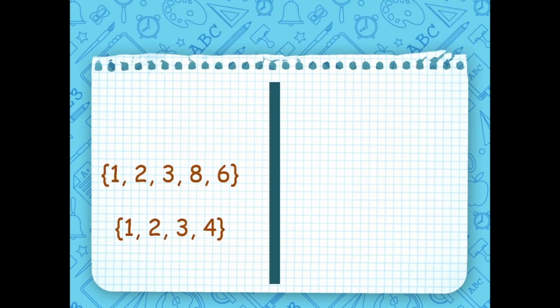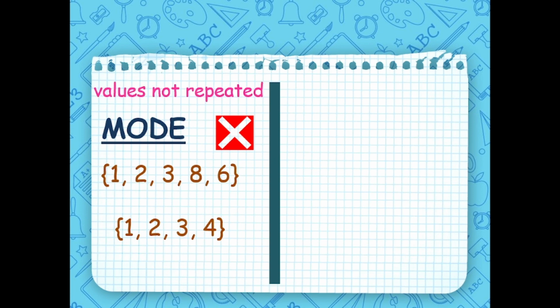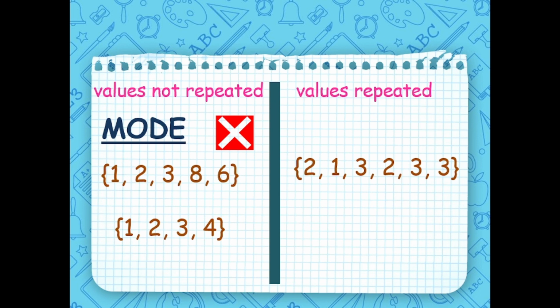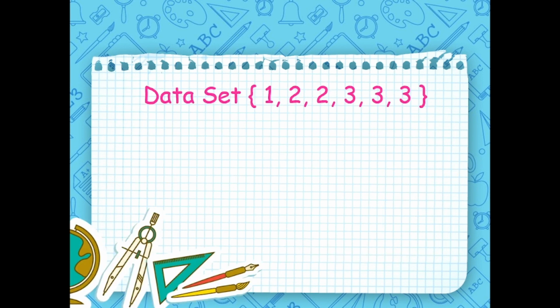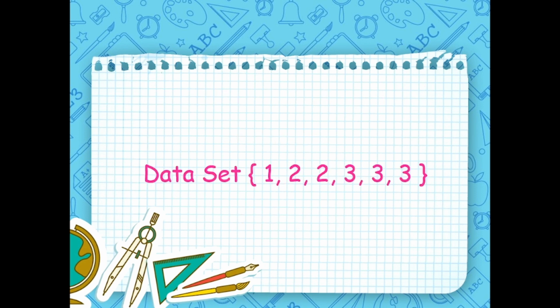In the datasets we have seen so far, there hasn't even been a mode because none of the data values were ever repeated. But what if you had this dataset? This set has 6 members, but some of the values are repeated. If we arrange them, you can see that there is one 1, two 2s, and three 3s. The mode of this data set is the value that occurs most often or most frequently. So that would be 3.